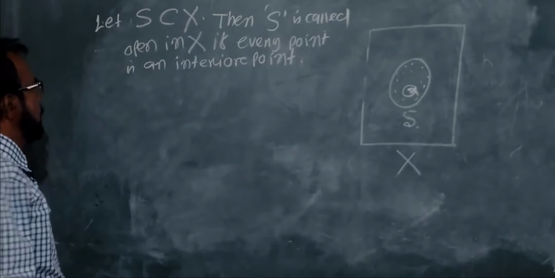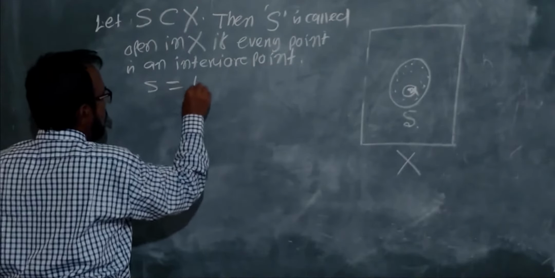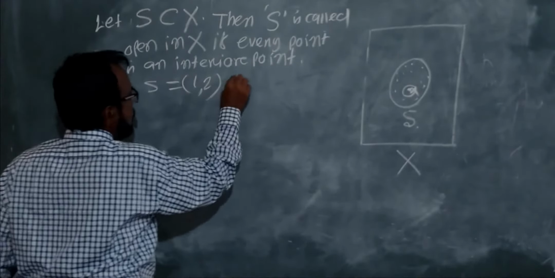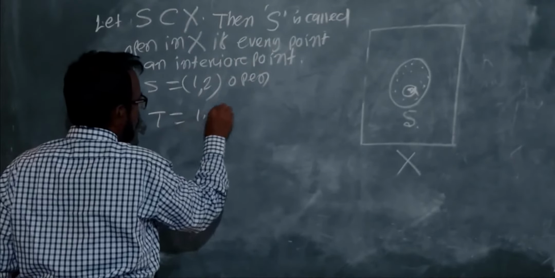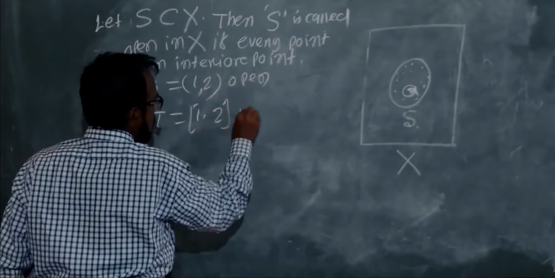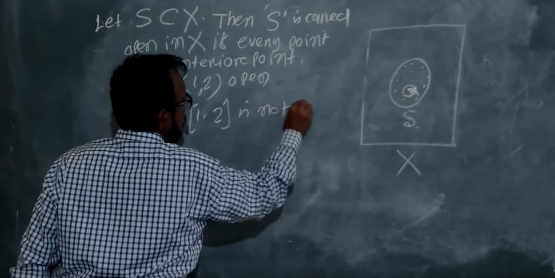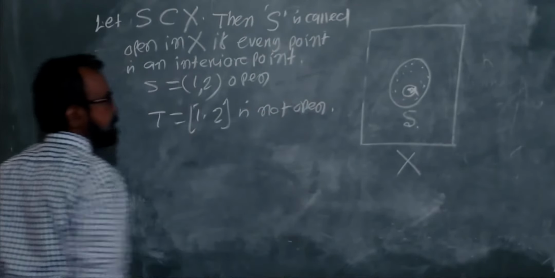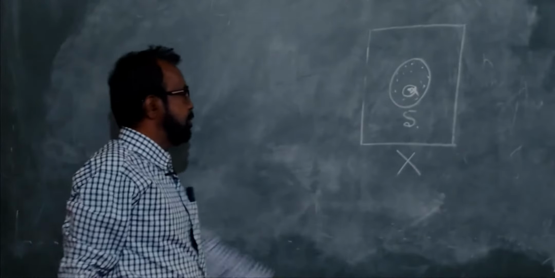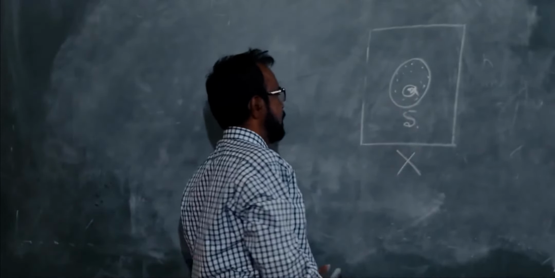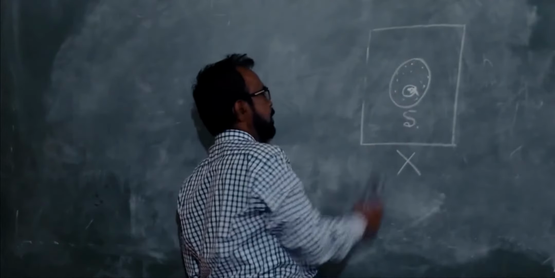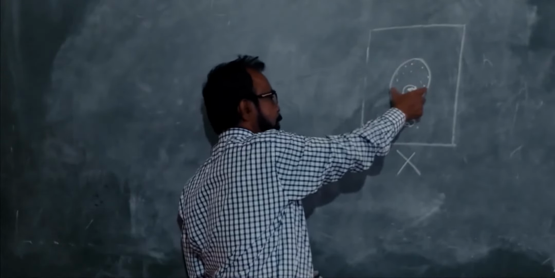Example: S is equal to the open interval from 0 to 1. This is open. T is equal to the closed interval from 0 to 1, which is not open. Let X be a metric space and S any non-empty subset of X. If each point is an interior point, then you declare that set to be open.